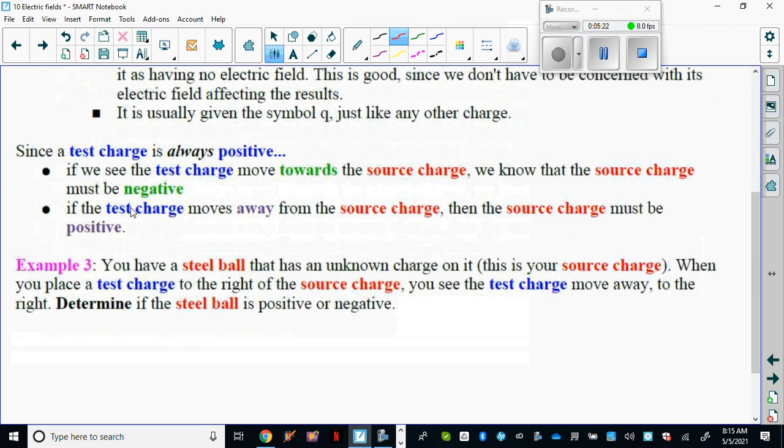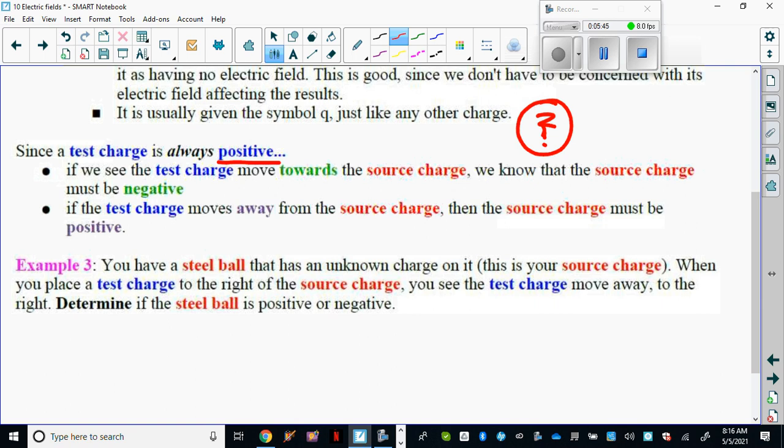Now, again, we will reiterate that the test charge is always positive, and that way you can determine what the direction of the electric field is. So, for example, if I have some kind of unknown charge right here, that's a question mark.